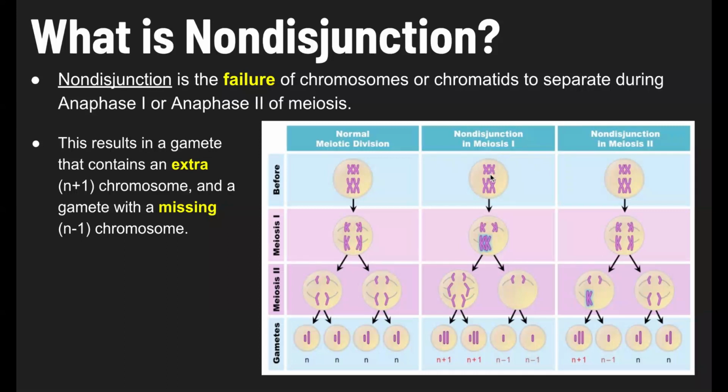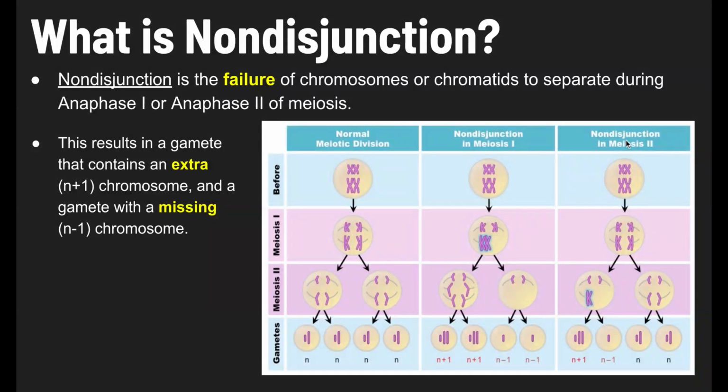But notice if nondisjunction happens during meiosis 1, so notice this homologous pair did not separate, then when this cell divides, it has an extra pair of chromosomes in it. And when that cell divides, these 2 gametes will have extra chromosomes in them. This one will have a missing chromosome.